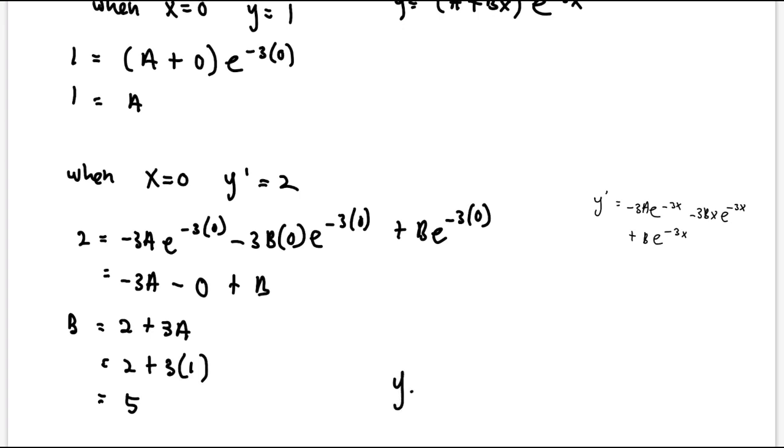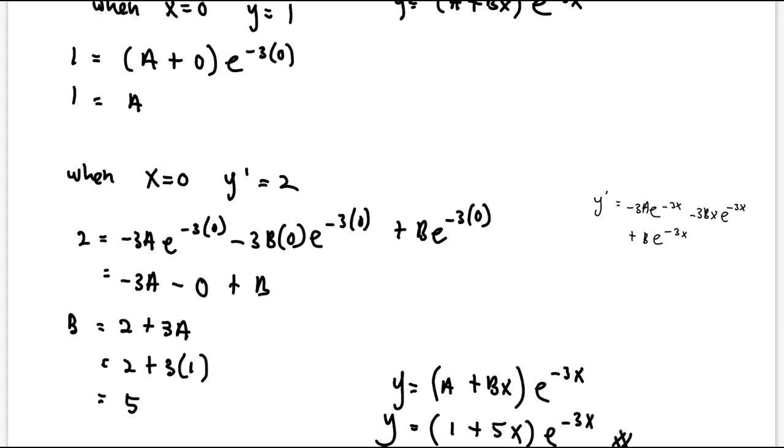So the general solution, the particular solution, (a plus bx) e^(-3x) became, a is 1, b is 5, so (1 plus 5x) e^(-3x). So this is our particular solution.